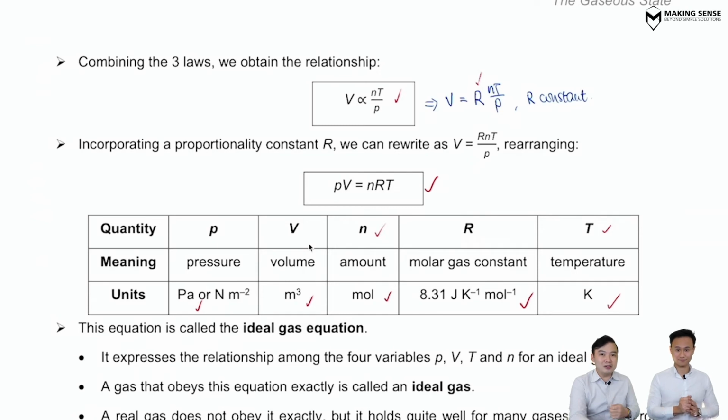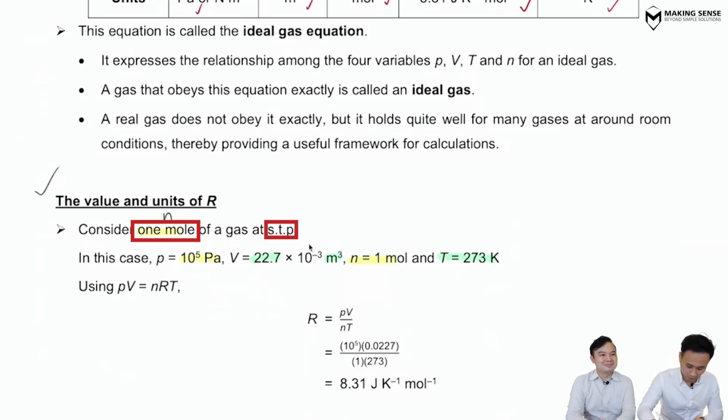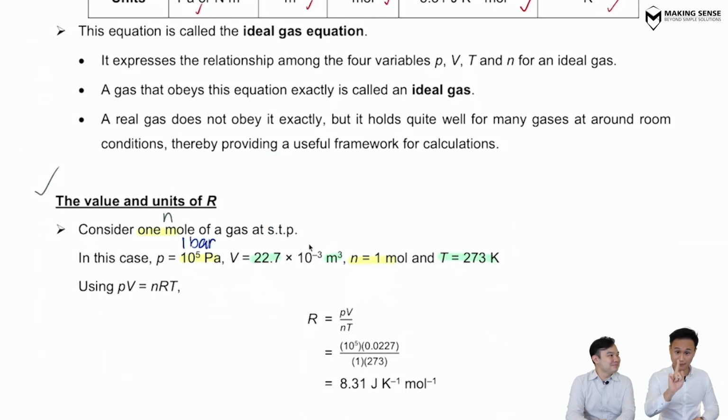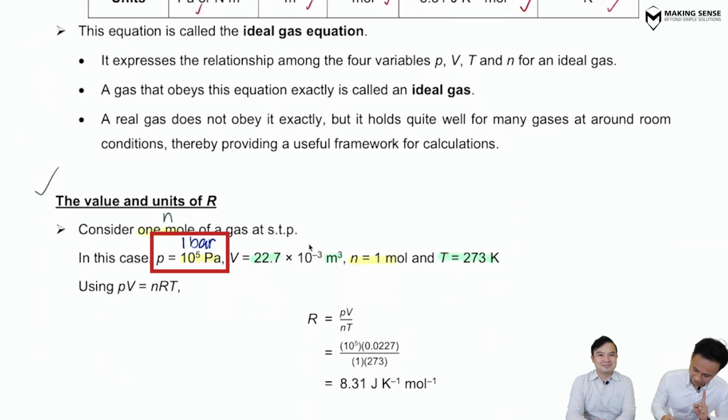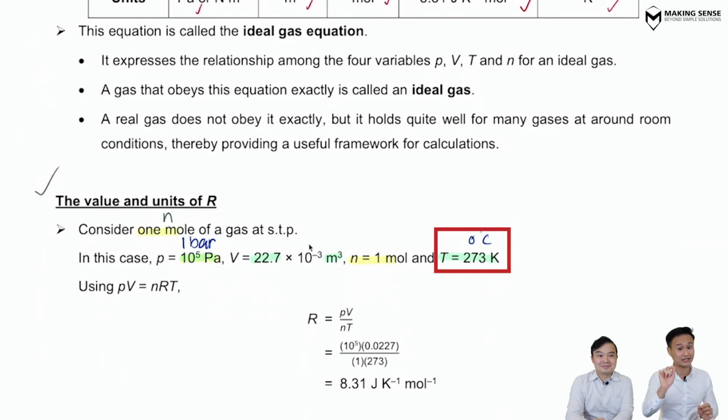Now, Mr. Tim, can you run me through the derivation of the molar gas constant then? Of course. To derive the value of R, I'm going to assume 1 mole of a gas, so I have the n given, and standard temperature and pressure, which means 1 bar. But remember, the SI unit for pressure is pascals, and 1 bar is 10 to the power of 5 pascals. Standard temperature is 0 degrees Celsius. Make sure you convert the degrees Celsius into Kelvin.